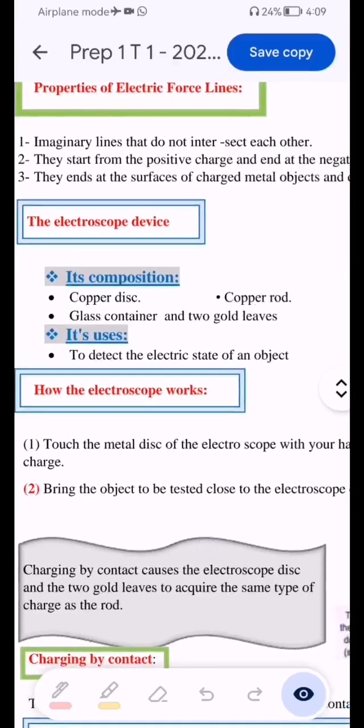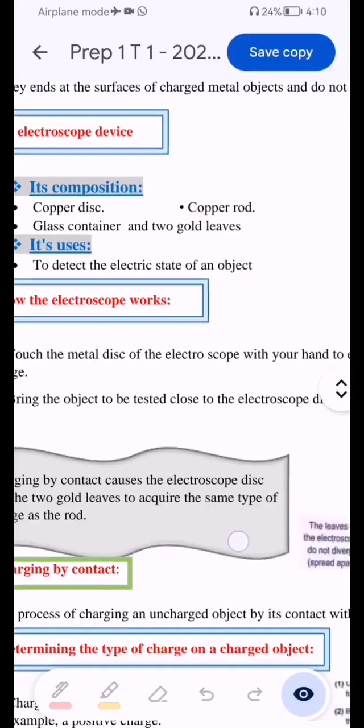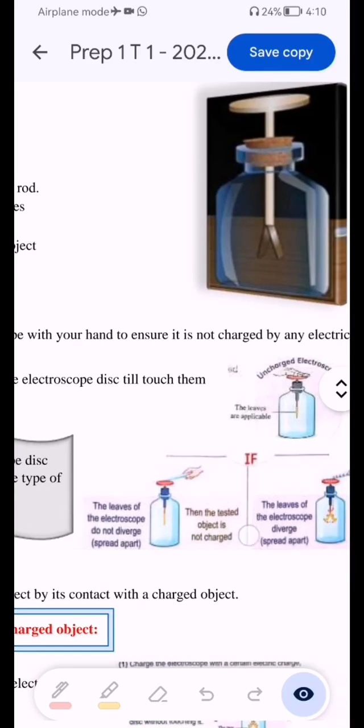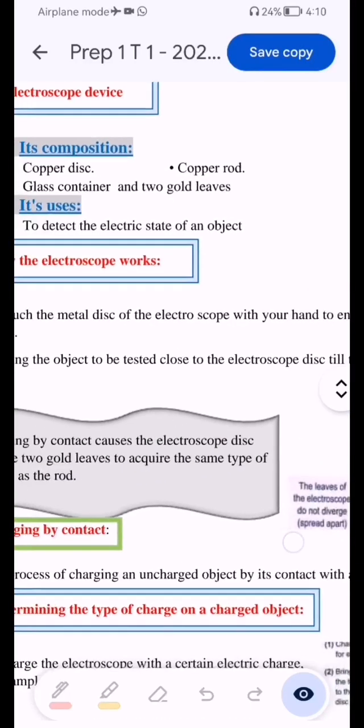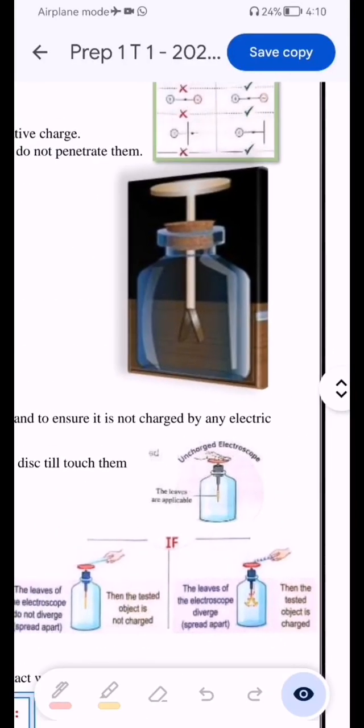The first use, as we said, is to detect the electric state of an object, to know if it's charged or not. Firstly, we will touch the metal disc of the electroscope with our hand to ensure it's not charged by any electric charges. How will we know there are no charges on the device? The golden leaves will be close to each other. That means there are no charges found on the device.